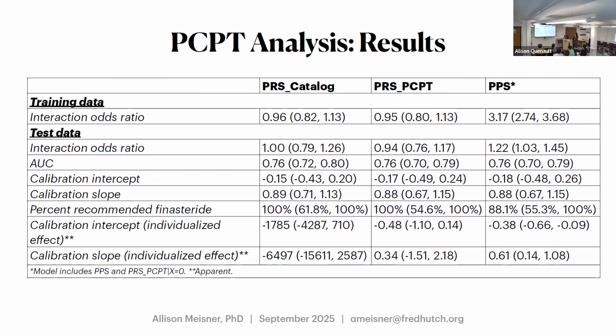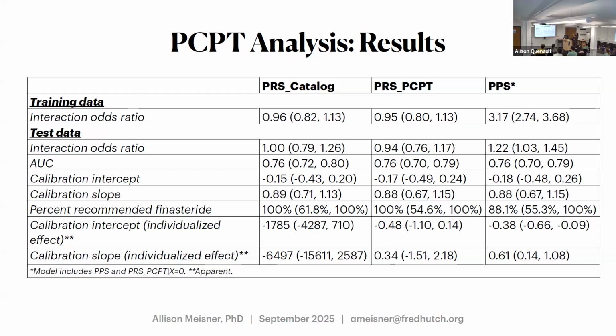Okay, so this is kind of a busy table, but I'll try to touch on the high points. The first row is the interaction odds ratio estimated in the training data, and I said that we would expect that to be estimated with a lot of bias, and indeed, it's about 1 for the PRS catalog and the PRS developed in the PCPT, and it's 3 for the PPS, which is very large. And then when you go down to the next row, when we go into the test data and evaluate that again, we see a substantial drop in the interaction odds ratio for the PPS. It's still significant, but it's much more within the realm of what you would think would be plausible.